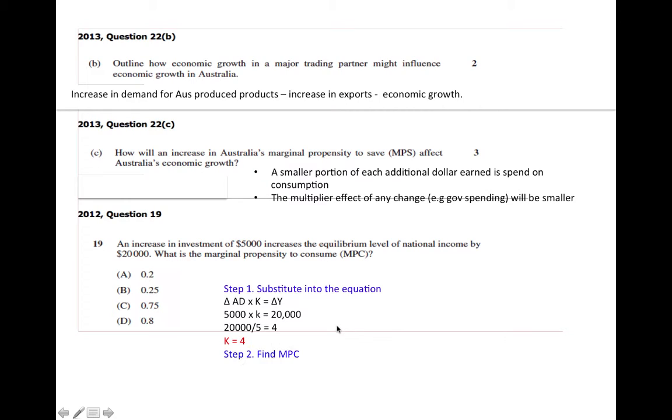So now we can work out what MPC is. So I'm going to work out what MPS is first, which is 1 divided by 4, which equals 0.25. So if MPS is 0.25, that means that MPC must be 0.75. Okay, so there's our answer, C, 0.75.